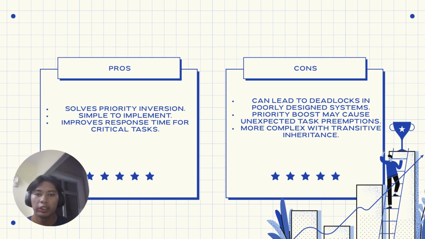So let's jump to the pros and cons of the priority inheritance protocol. For the pros: number one, it solves priority inversion, it is also simple to implement, and it can improve response time for critical tasks. And for the cons: it can lead to deadlock in a poorly designed system. Priority boost may cause unexpected task preemptions, and lastly, it is more complex with transitive inheritance.